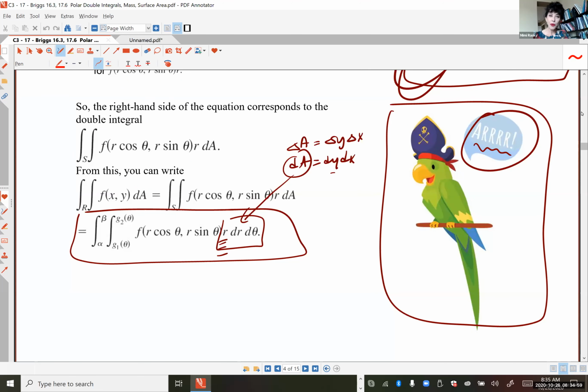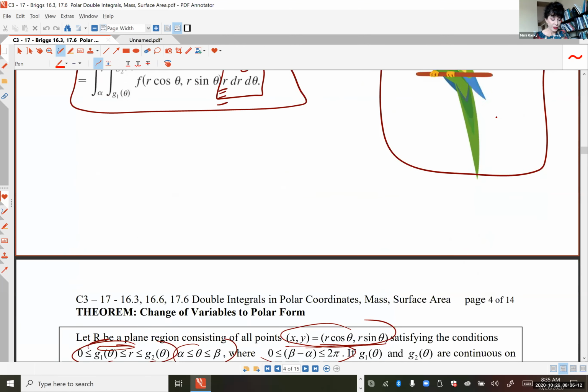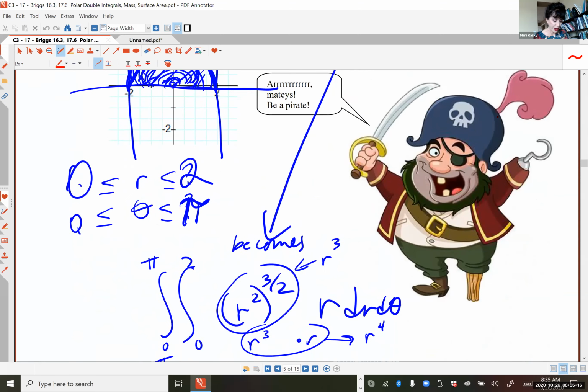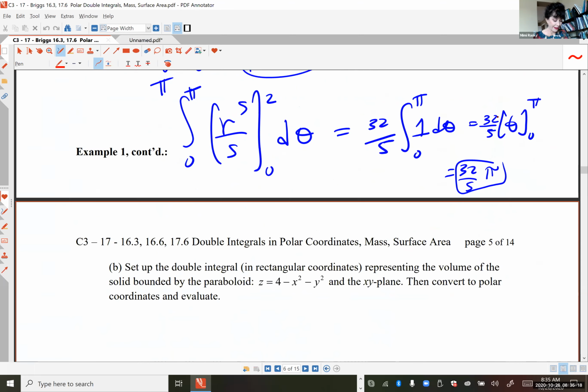So last time we looked at the derivation of double integrals with polar, and we found that the area element for polar is r dr d theta. And that's key when you're setting up any double integrals in polar coordinates. So be a pirate and think r. So we're going to do a new example here.